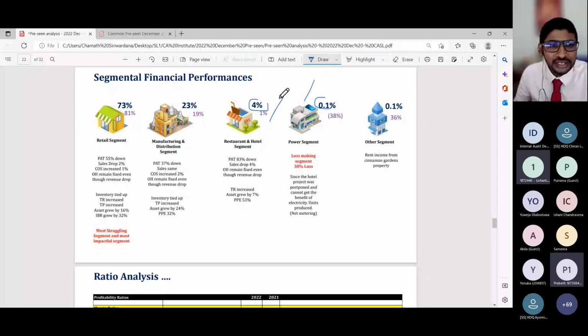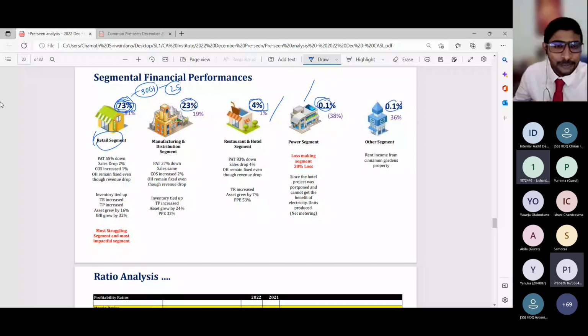Anyway, what I want to mention here is, when it comes to group revenue, you can see 73% of revenue is generated through the retail segment. Obviously, it should be. Why? They have more than 300 supermarkets in 25 districts, and that is why the retail segment, including the supermarkets, is one of the main revenue generators. 73%, right? The next main revenue generating segment is manufacturing and distribution, which is 23%, and restaurant only gives 4%, the power segment is 0.1%, and other segments 0.1%.